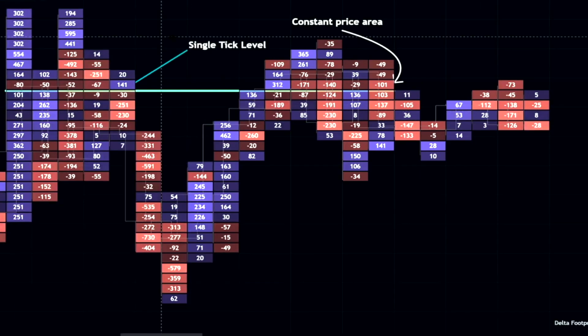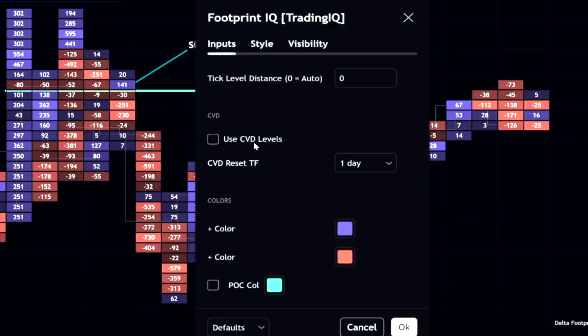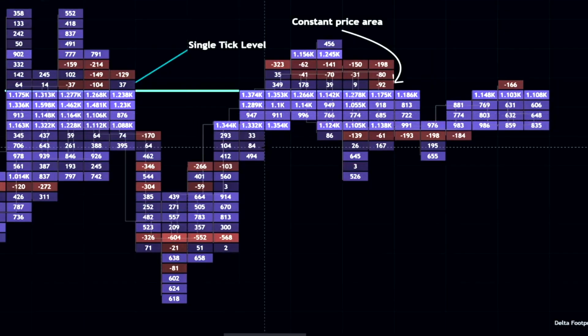Now, let's talk about the secret feature I haven't mentioned yet that makes Footprint IQ different from every other footprint indicator on TradingView. If you head to the settings, there's this TVD option. When you turn this on, the tick levels in Footprint keep their values, meaning their cumulative volume delta levels, not just delta levels for each bar.